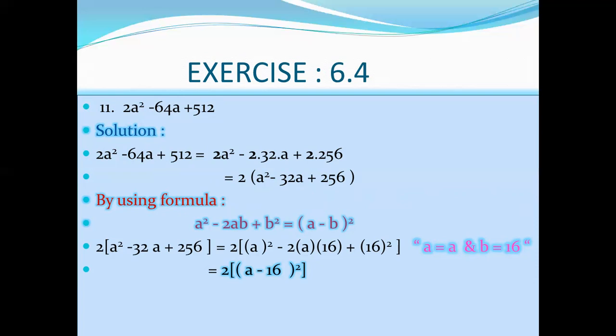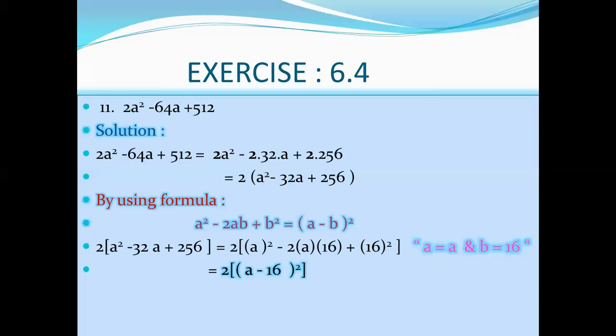Now we see whether we can simplify the remaining terms or not. a square is the square of a, and 256 is the square of 16. Good. It means that we can simplify the terms within the brackets. 2 times (a square minus 2 into a into 16 plus 16 square), because in our question a is a and b is 16. We only replace a with a and b with 16. Our answer is 2 into (a minus 16) whole square.